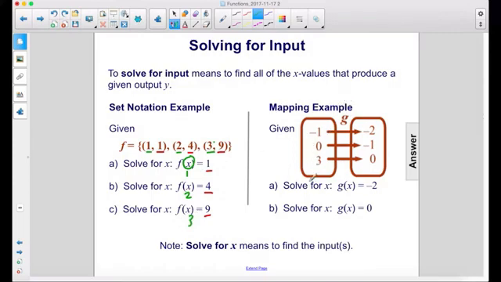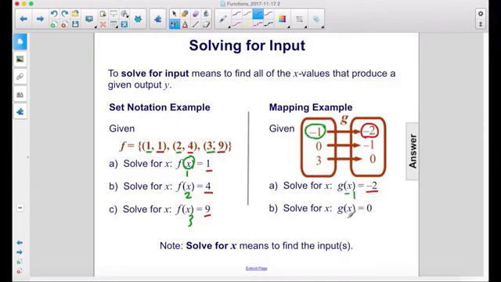Here's another example using mapping. All right, so solve for x. G of x equals negative 2. So the output value is negative 2. So we go here and we see negative 2 is here. And what input value gave us negative 2? Negative 1. So that's negative 1.